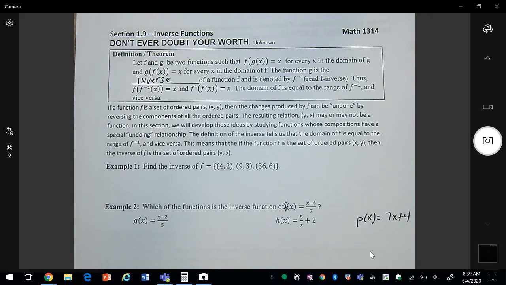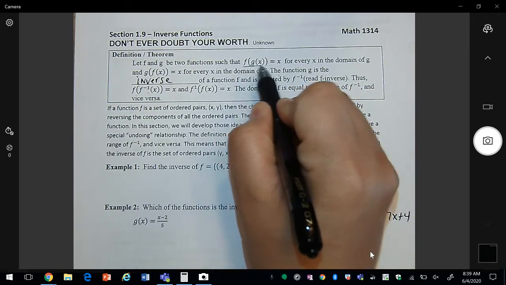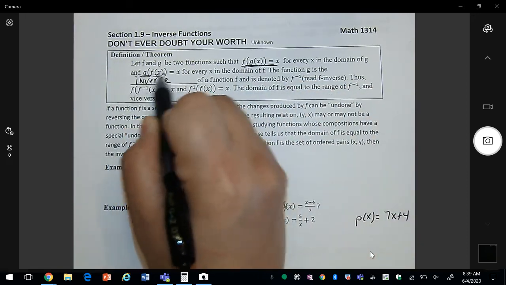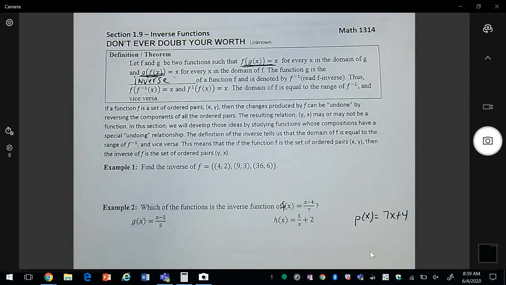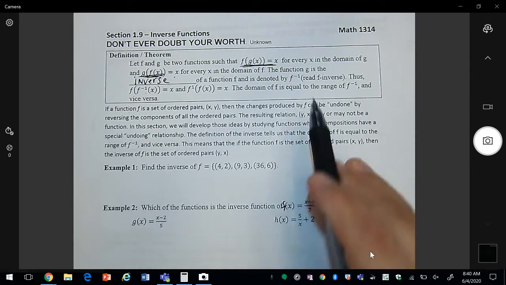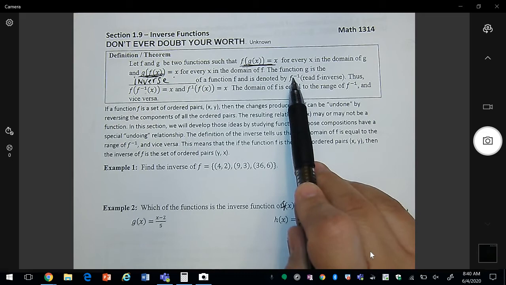So today we're going to talk about inverse functions. Let f and g be two functions such that f of g of x is equal to x for every x in the domain of g, and g of f of x is equal to x for every x in the domain of f. So here the important thing is that if you take the composition, then you get x on both compositions. The function g is the inverse of the function f and is denoted by this symbol, f inverse.